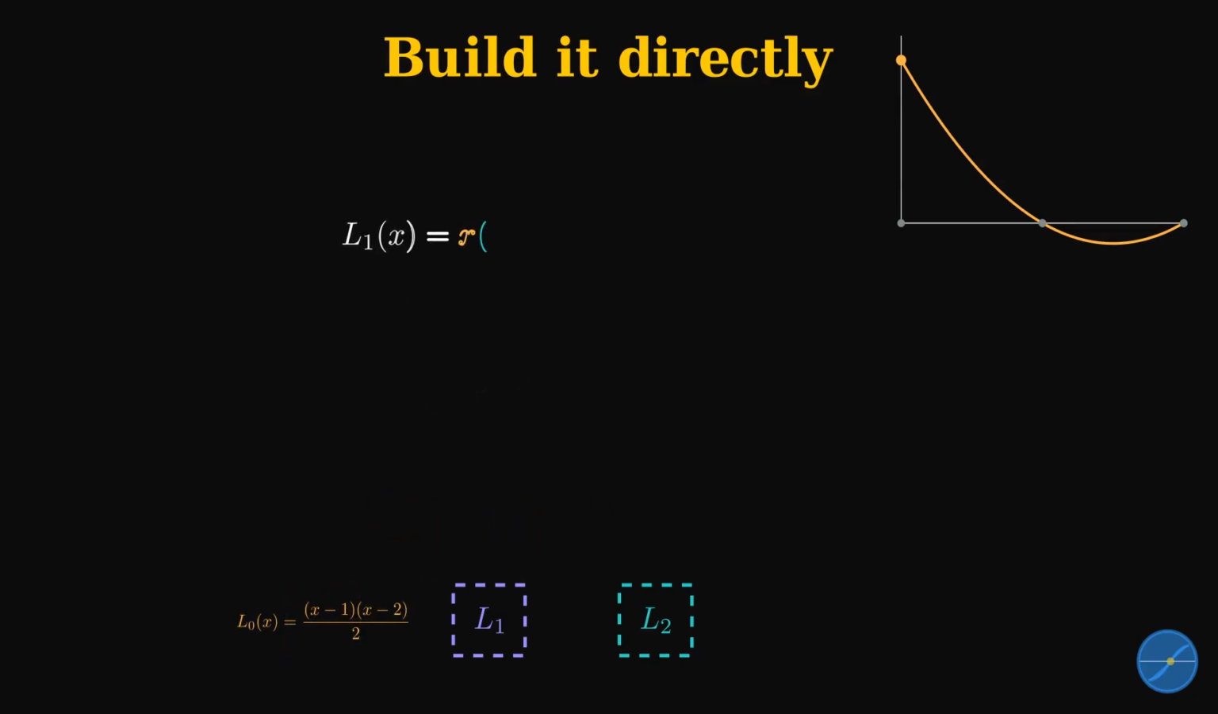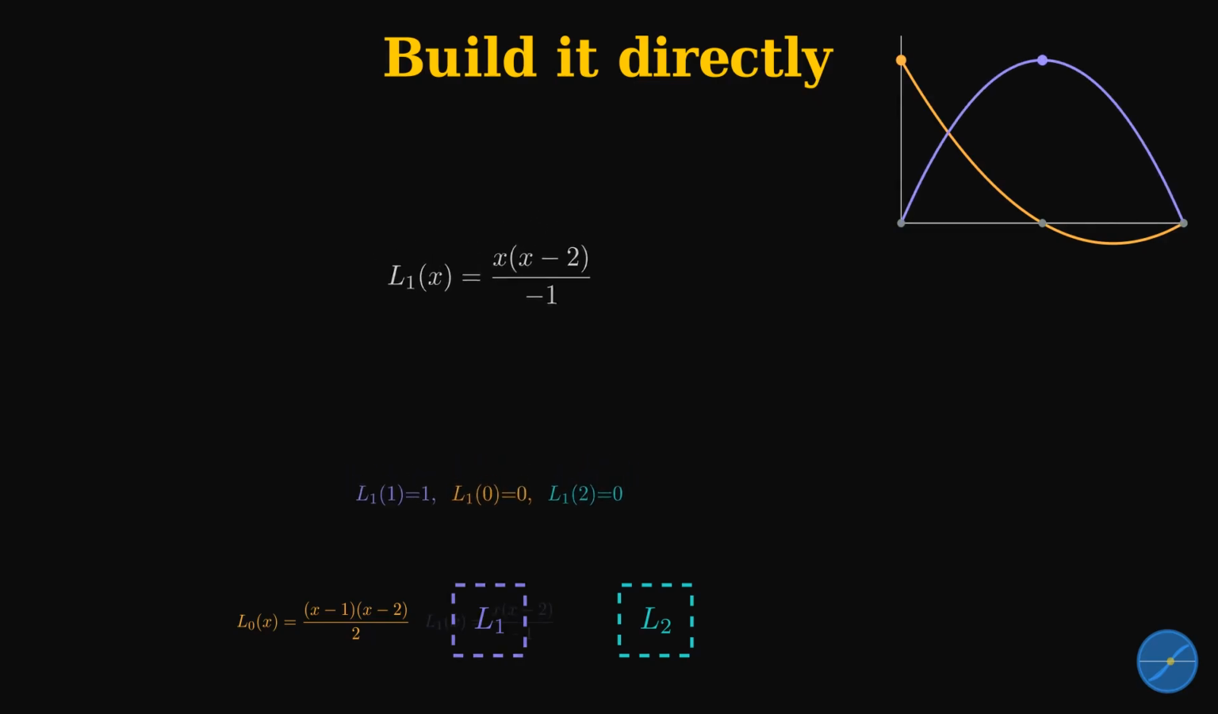L1 is 0 at 0 and at 2, so those are the factors. At x equals 1, 1 times minus 1 is minus 1. Divide by minus 1. That is L1. Check: 1 at 1, 0 at the other two. Its peak sits at the middle point.